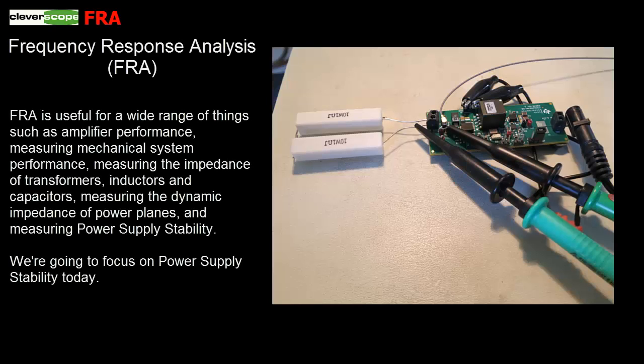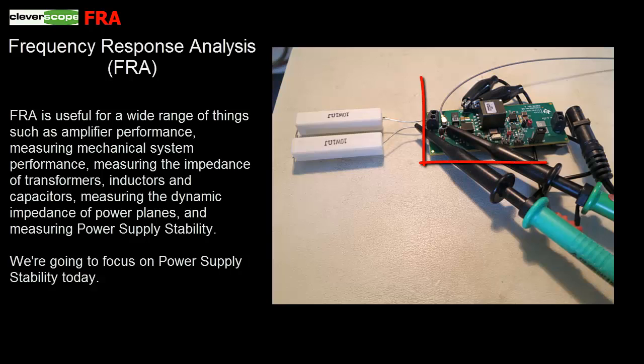Hello, I'm going to talk to you about Cleverscope frequency response analysis, FRA for short. The FRA is useful for a range of things such as amplifier performance, measuring mechanical system performance, measuring the impedance of transformers, inductors and capacitors, measuring the dynamic impedance of power planes, and measuring power supply stability. We're going to focus on power supply stability today.